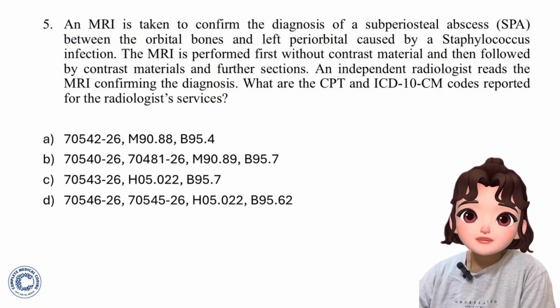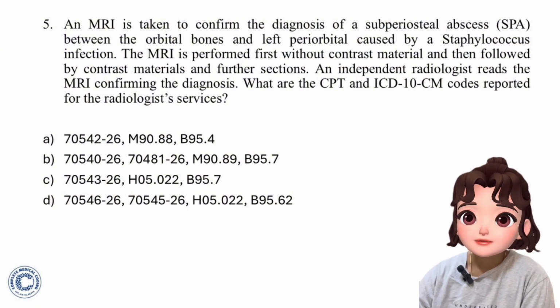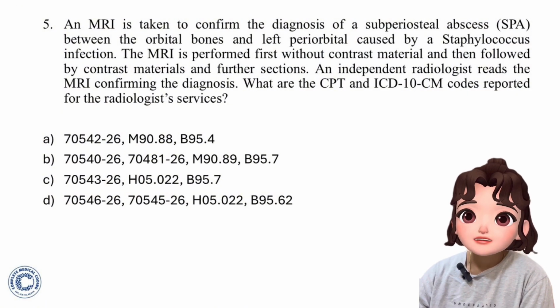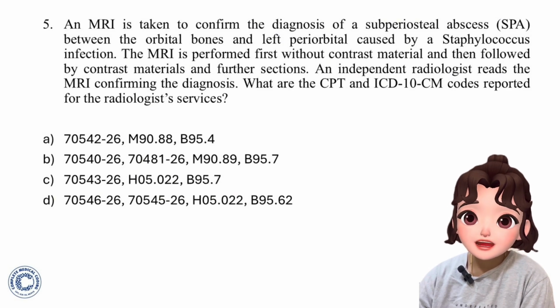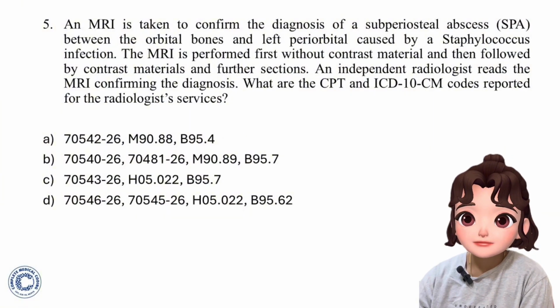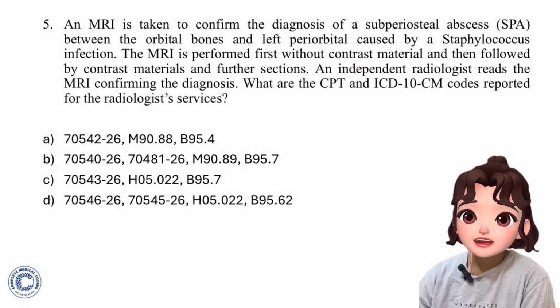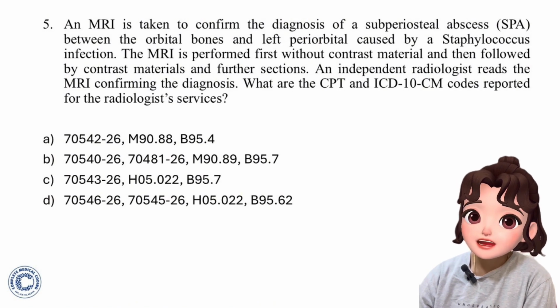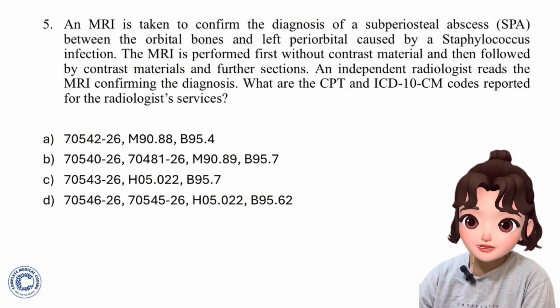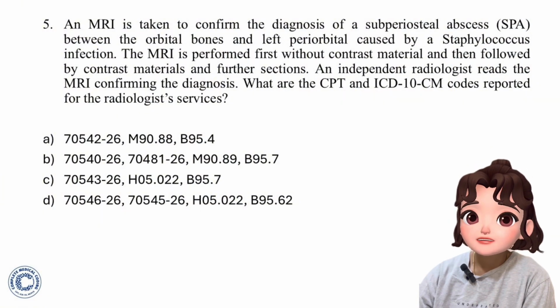Now moving to one more question, the fifth question. An MRI is taken to confirm the diagnosis of a subperiosteal abscess, also called SPA, between the orbital bones and left periorbital caused by a staphylococcus infection. The MRI is performed first without contrast material and then followed by contrast materials and further sections. An independent radiologist reads the MRI, confirming the diagnosis. What are the CPT and ICD-10-CM codes reported for the radiologist services?